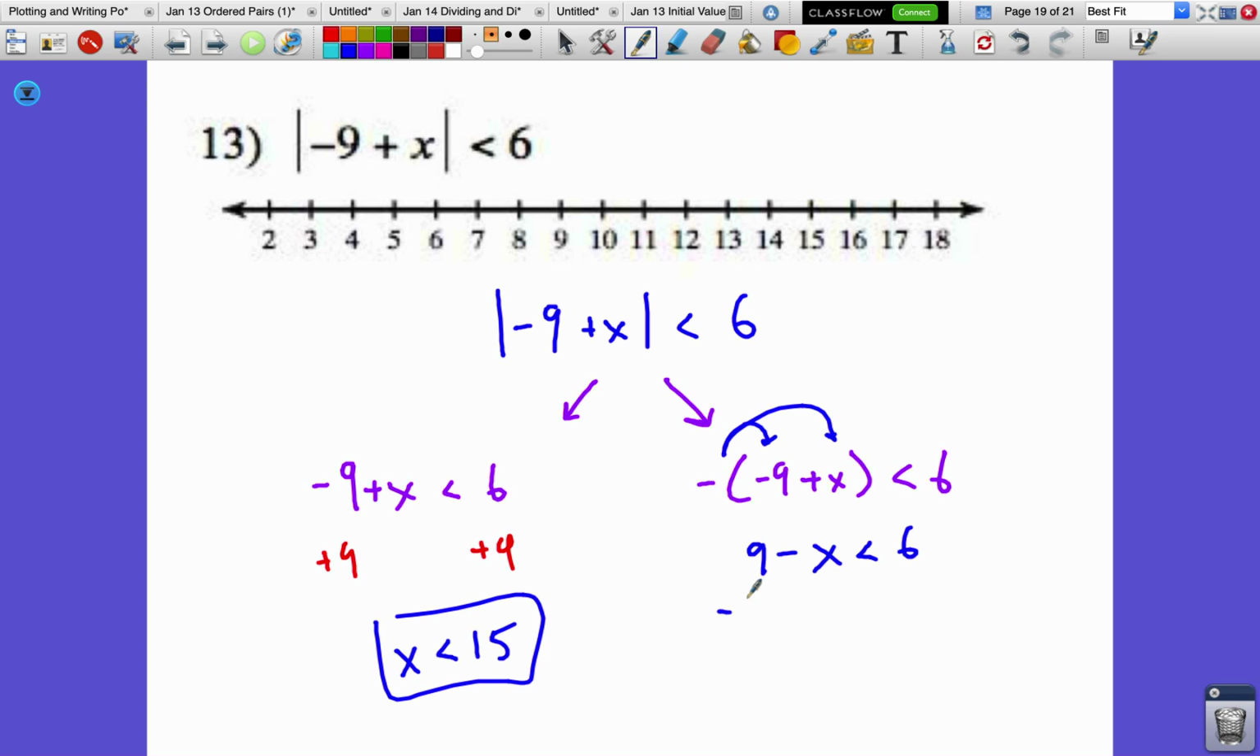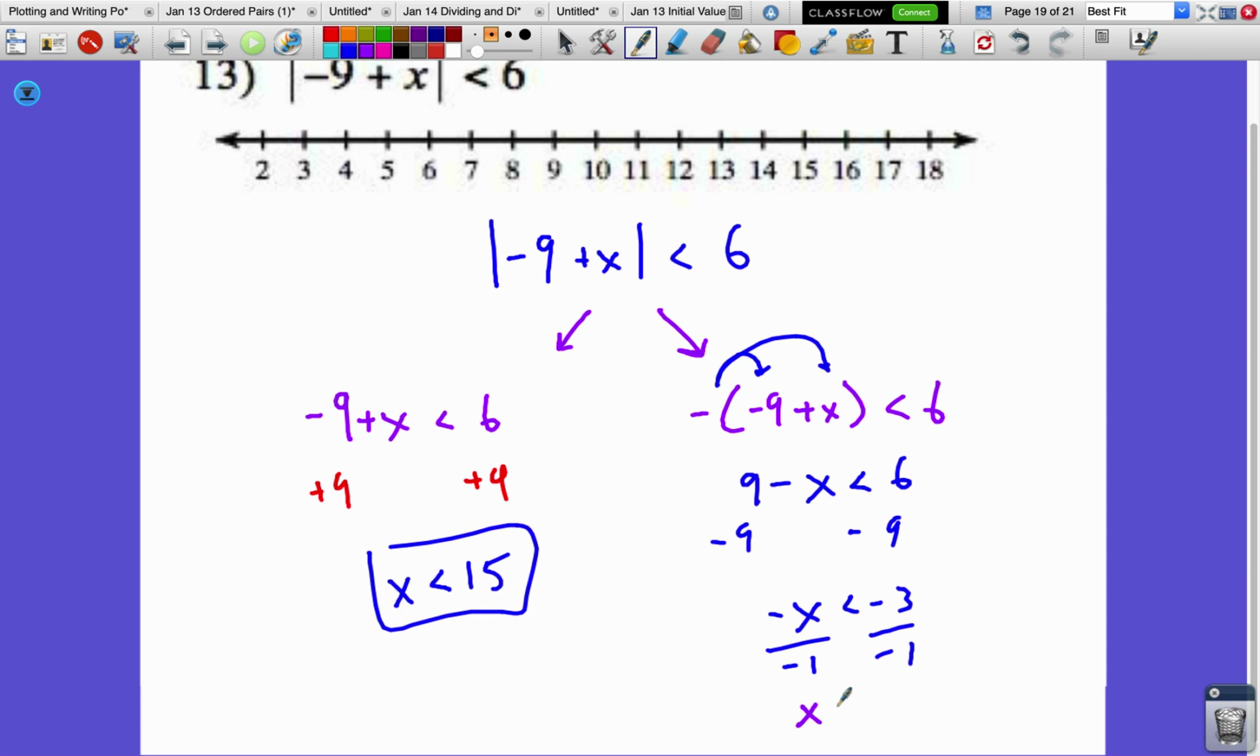Move the constant away from the variable, so subtract 9. Negative x is less than negative 3. And then get rid of the negative by dividing by negative 1. And I get that x is greater than 3. Put a box around that.